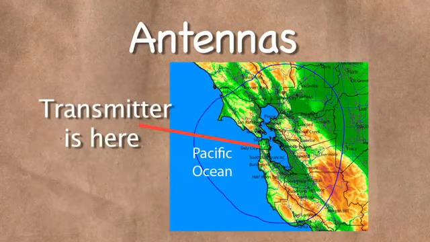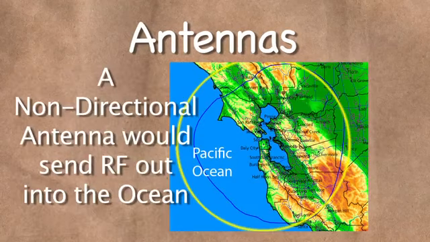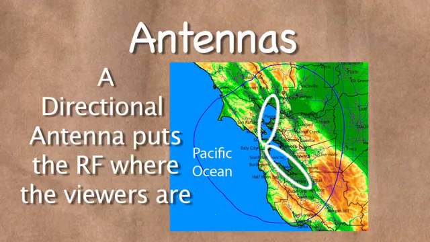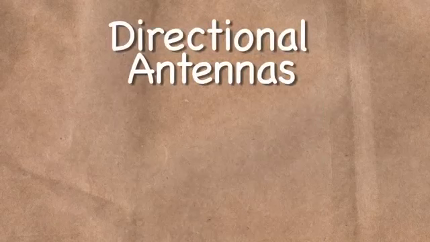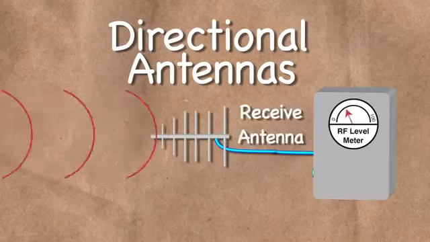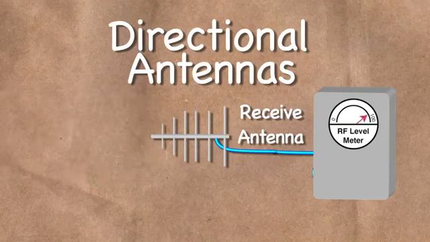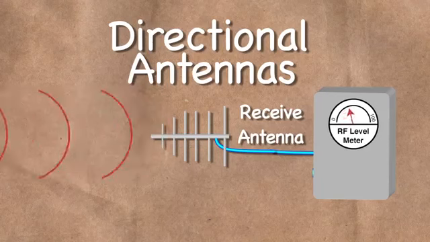Transmitting from a directional antenna saves power and reduces interference by covering only the desired areas with the RF signal and reducing or eliminating the RF in undesired areas. When using directional antennas for receiving RF, they can block interfering signals and increase the amount of RF signal making it to your receiver.